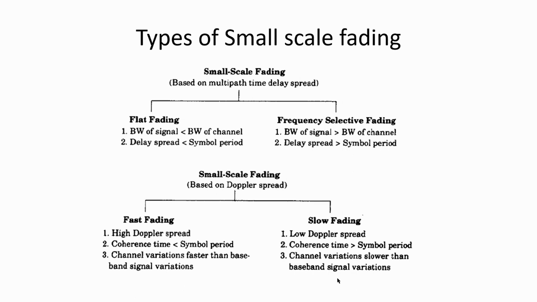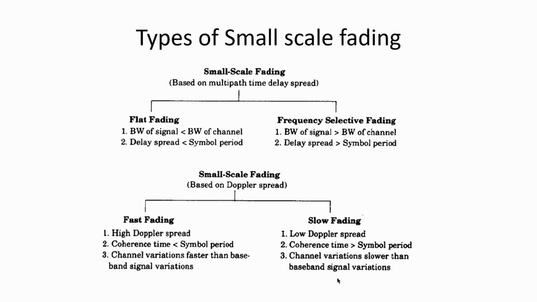Due to the multipath, the components of the signal interfere with one another. That effect is called fading. The fading occurs because of the multipath effect, and that fading is called small scale fading. Small scale fading is the random fluctuation of the signal strength in a wireless medium. Small scale fading is classified into two categories: the first is based on the multipath time delay spread, and the second is based on the Doppler spread.